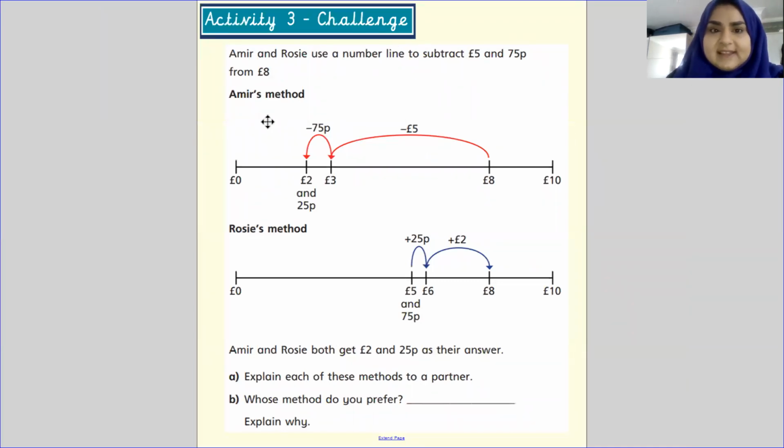And over here it says Amir and Rosie use a number line to subtract £5 and 75p from £8. Okay, so they've got £8 here and they've subtracted £5 75p, and then that was Rosie's method. And it says here, Amir and Rosie both get £2.25 as their answer. Explain each of these methods to your partner, so to your adult, yeah, or your sibling. Whose method do you prefer and why?